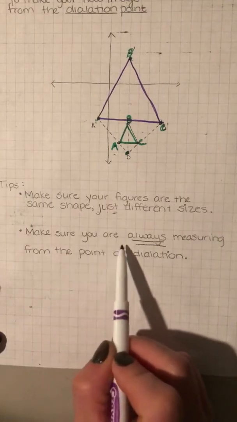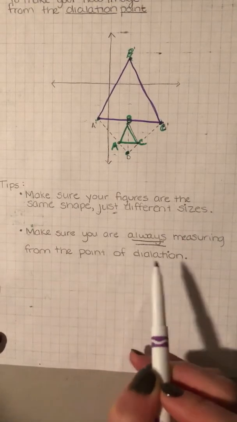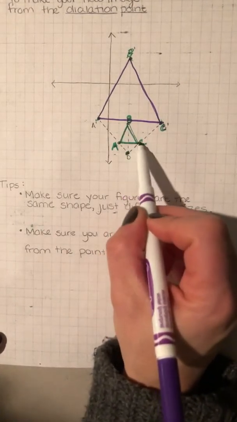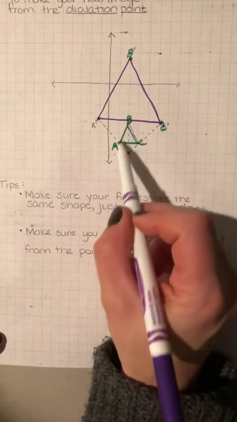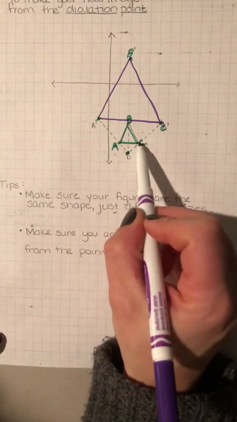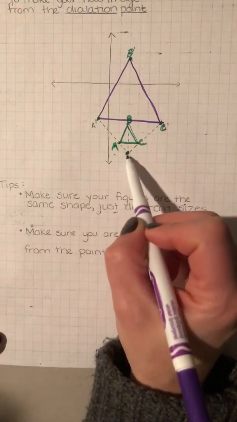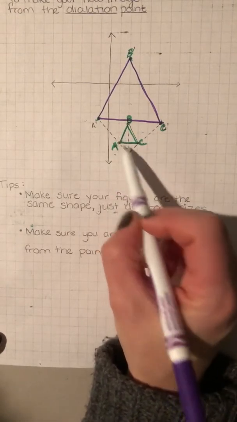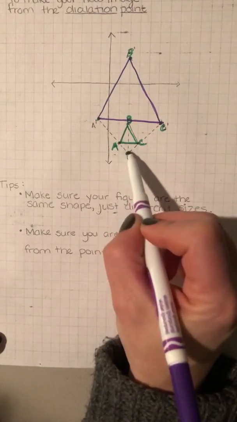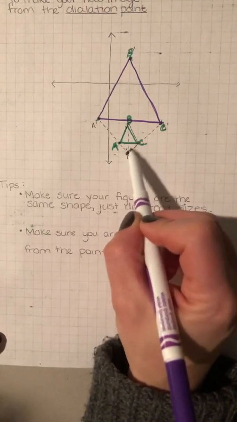You also want to make sure that you're always measuring from the point of dilation. Don't go and measure from A to B, A to C, and C to B. There's no point in that. That has nothing to do with dilating. So you want to measure from the point of dilation to each one of the points on the figure.